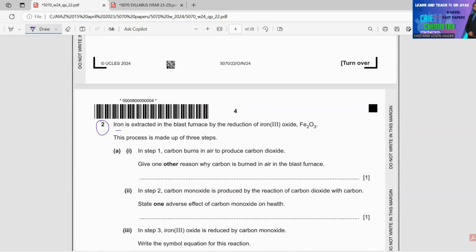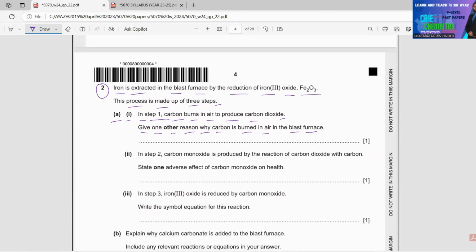Number 2, iron is extracted in the blast furnace by the reduction of iron(III) oxide, Fe2O3. This process is made up of 3 steps. A1. In step 1, carbon burns in air to produce carbon dioxide. Give one other reason why carbon is burned in air in the blast furnace. Definitely to heat the furnace because the melting point of iron(III) oxide is very high. So we need high temperature in order to melt it down.